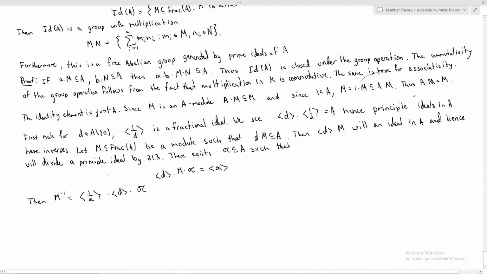Okay, and since this is an ideal in A and this is an ideal in A, ideals in A are fractional ideals. You can just take D equals 1 if you like in the definition. And this is also a fractional ideal, as we just checked. So this product of fractional ideals is again a fractional ideal. So this is the inverse. Okay. So this is how you show that the collection of fractional ideals forms an abelian group.